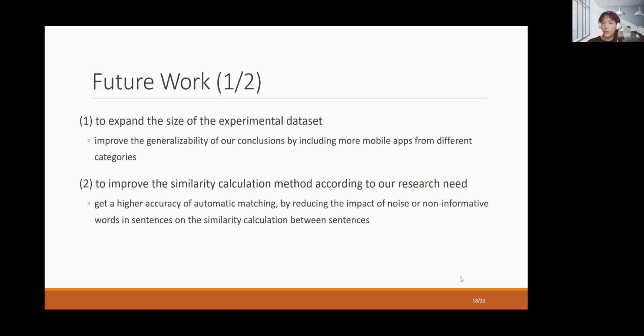So generally, we give 4 possible future works. So firstly, it is to expand the size of the experimental data set, such as including more mobile apps from different categories to improve the generalizability of our conclusions. Secondly, we can improve the similarity calculation method according to our research need, such as reducing the impact of noise or non-informative words in sentences on similarity calculation between sentences in order to get a higher accuracy of automatic matching.